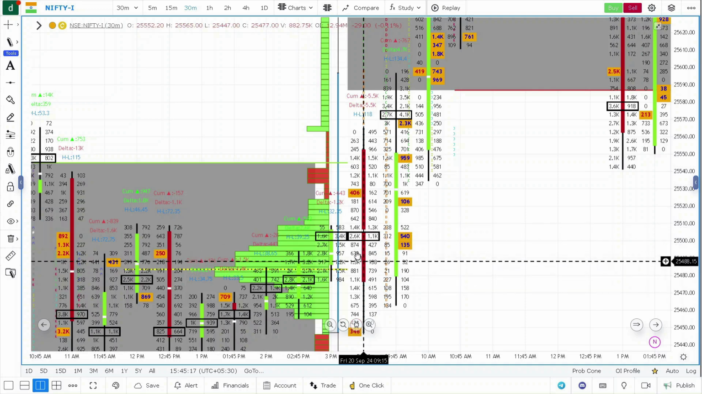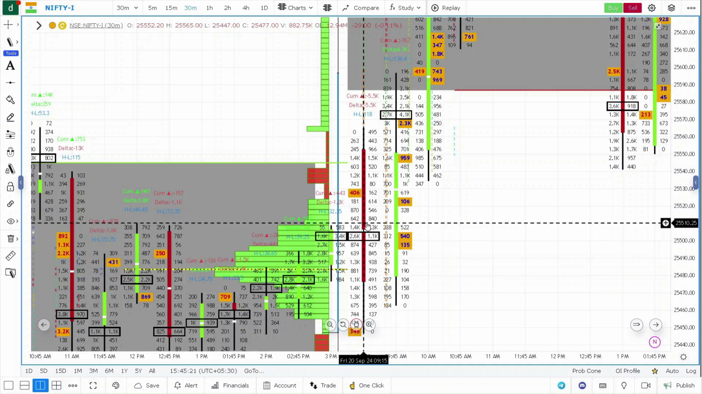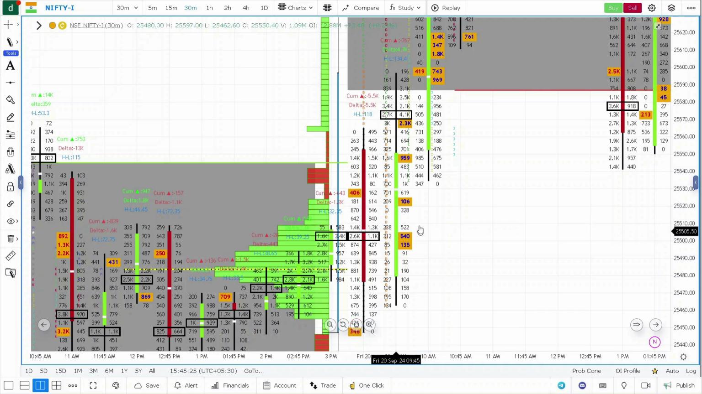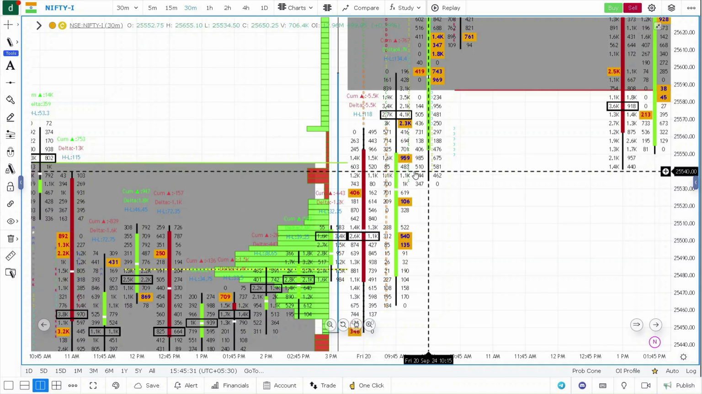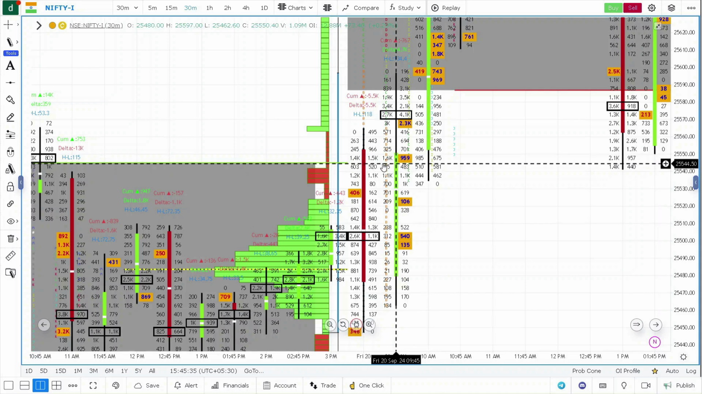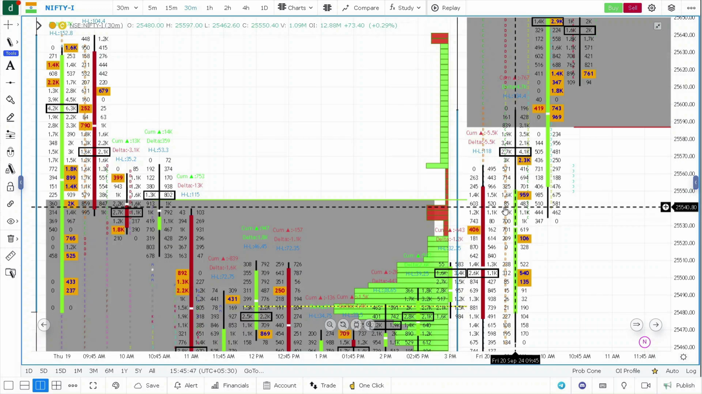If you focus here, there is a good amount of volume clusters all the way up to 25,510 levels, but then immediately prices closed above the volume clusters. You also have in the 30 minutes section good volume clusters around 25,540 levels, and prices closed above those volume clusters all the way, indicating the directional buyers might try to take control.